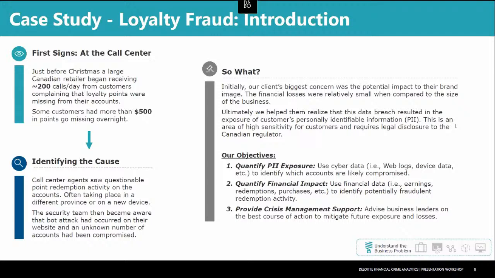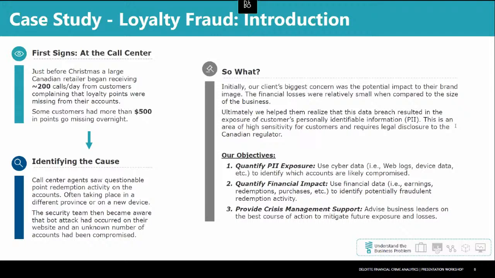Very quickly, within the first week, this retailer realized that they had a big data breach. So what did that mean? Immediately they understood that there were financial losses. The call center agents, when they were tracking these calls, would go into the back end and see where the fraudulent point redemptions were happening.